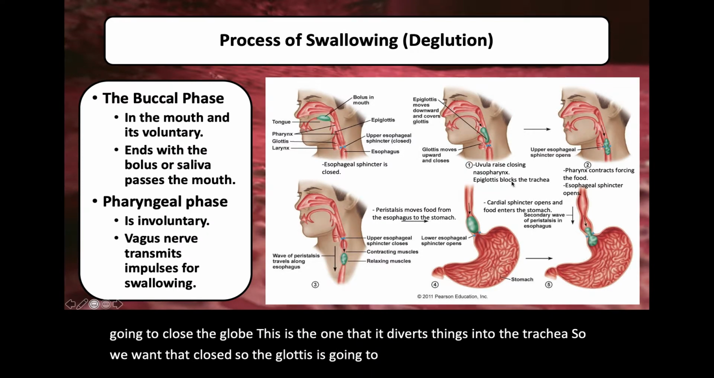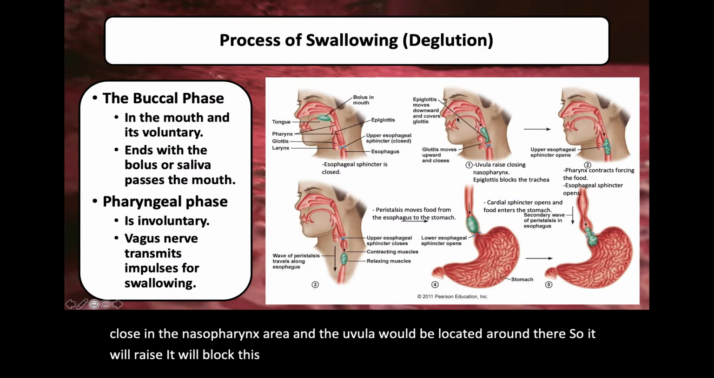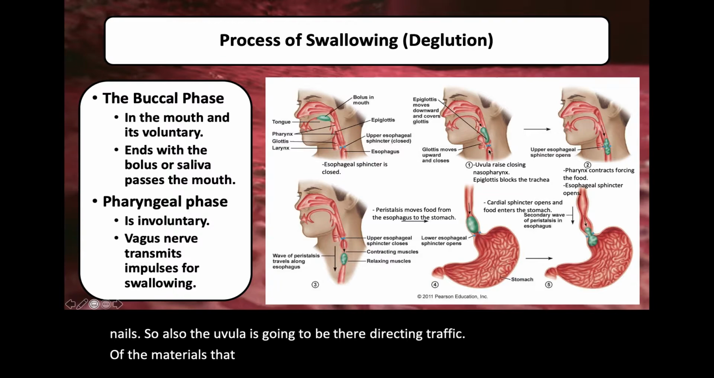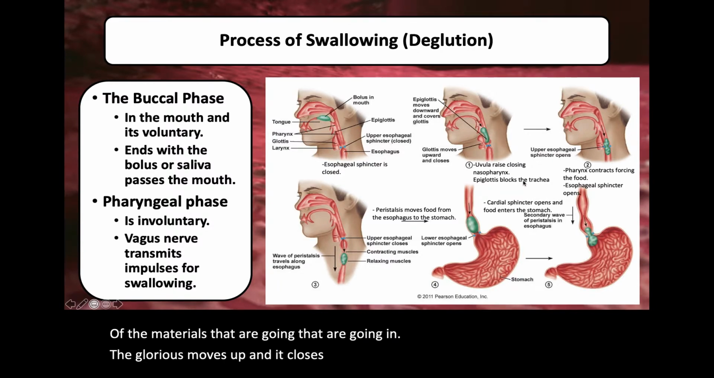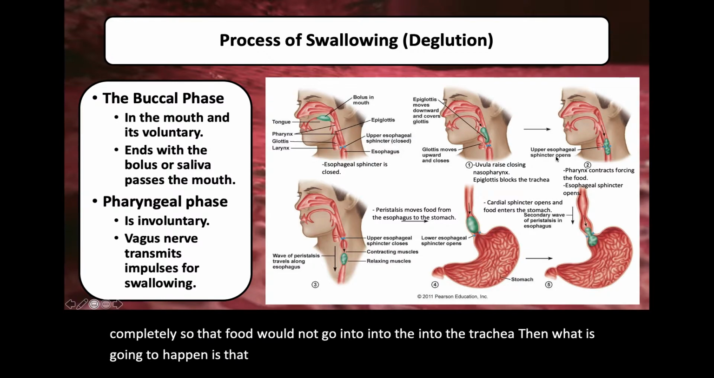The uvula is going to raise and close the nasopharynx area, and the uvula would be located around there. So it will raise, it will block this area so that food doesn't go back up our nose. The uvula is also going to be there directing traffic of the materials that are going in. The glottis moves up and it closes, and finally the epiglottis blocks the trachea completely so that food would not go into the trachea. Then the esophageal sphincter is going to open.